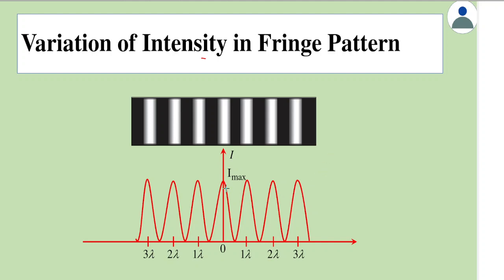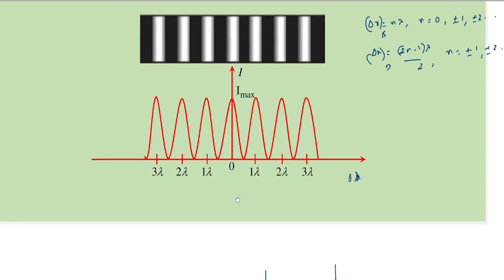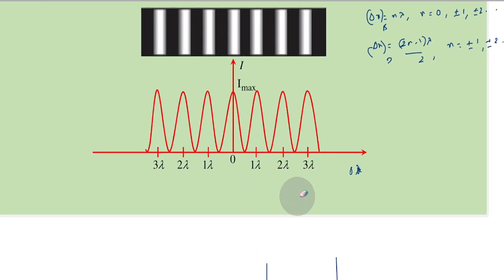If we plot a graph of intensity versus the path difference, then recall that for a bright band, the path difference is equal to n lambda, where n is equal to 0, plus or minus 1, plus or minus 2, etc. And for a dark band, it is (2n minus 1) lambda by 2, again where n is equal to plus or minus 1, plus or minus 2, etc. This is for the bright band, this is for the dark band. So the graph is plotted for intensity versus the path difference. We get a graph like here.